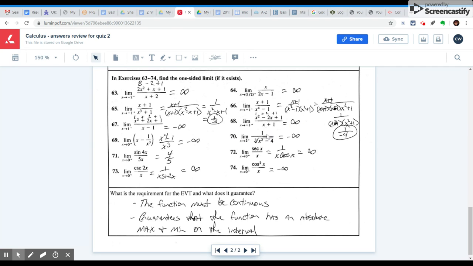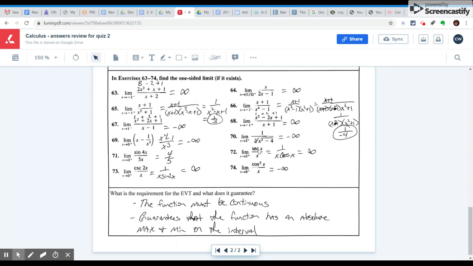Plug in 2, so I get a number over 0. So it's an asymptote. We're dealing with the left side. So the left side of 2, if I square it, it's going to be smaller than 4, which means my denominator is negative. So 1 over a negative gives me my negative infinity.